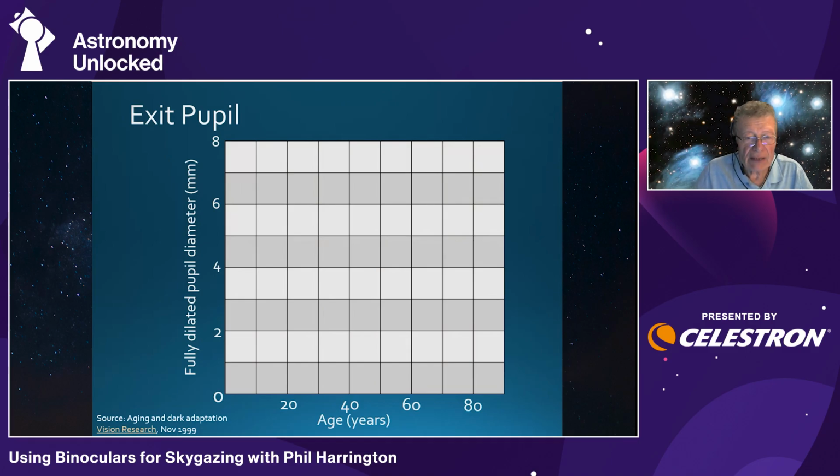It's also a sad fact that as you get older, your eye's pupil does not expand or dilate as fully as it used to. This chart, which comes from a vision research publication back in November 1999, but it's still accurate today, shows you that you're at your best before the age of 20. And after that, it's a slippery slope down. So my eye right now, even under ideal conditions, may dilate to 5 millimeters, and that's all. Okay? As we age, you'll see it slopes down.